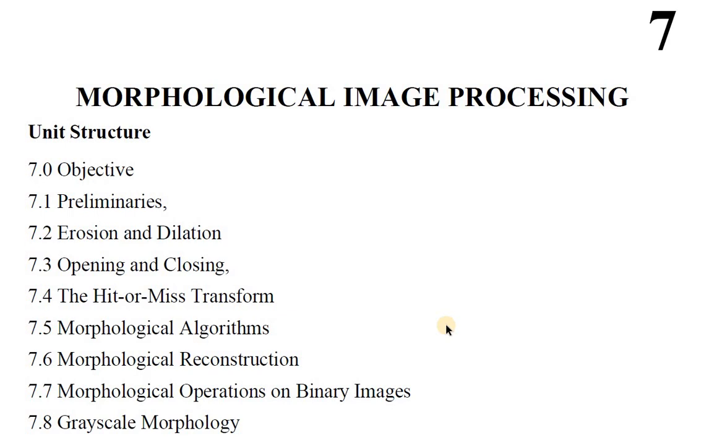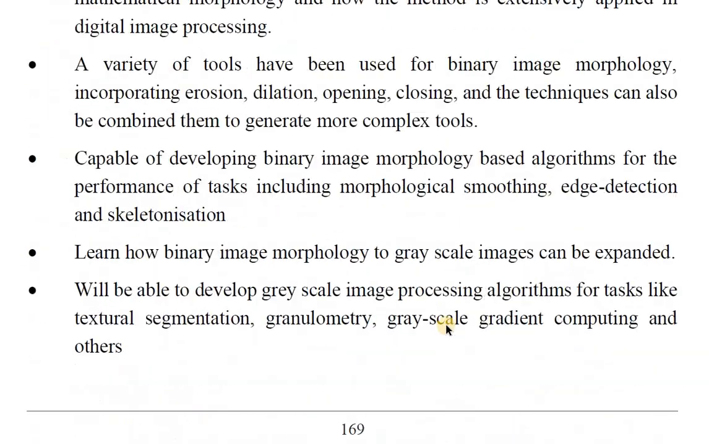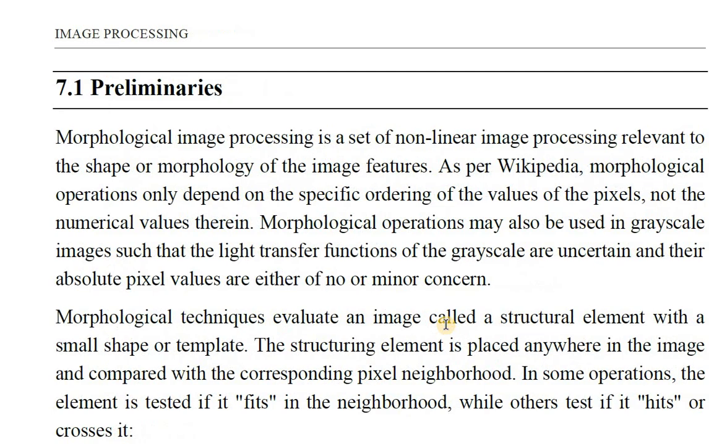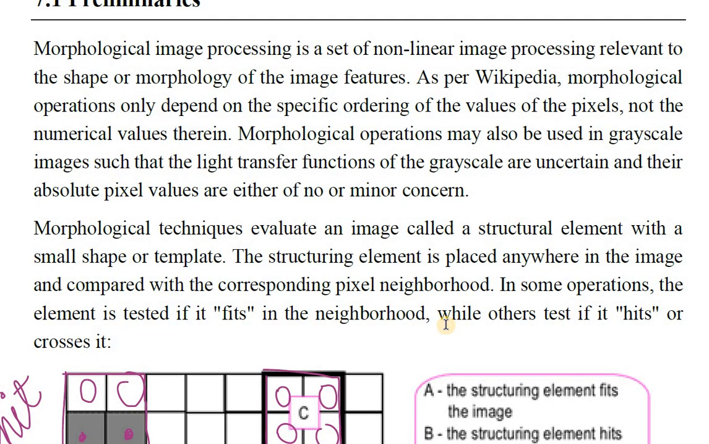Now this is the 7th chapter, that is morphological image processing. These are the contents that we are going to look into in this chapter. So to basically start with, what is morphological image processing? This is a set of non-linear image processing operations that we are going to perform.